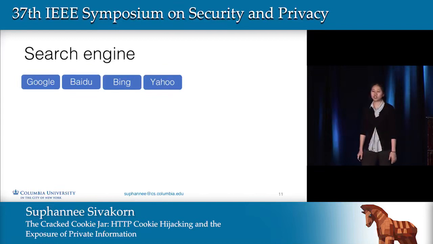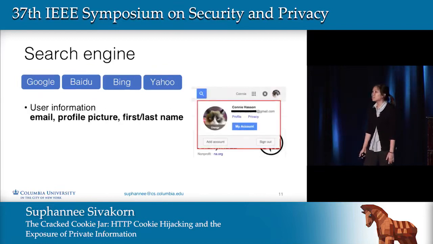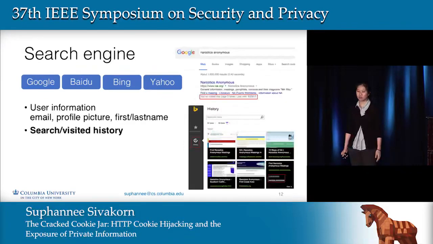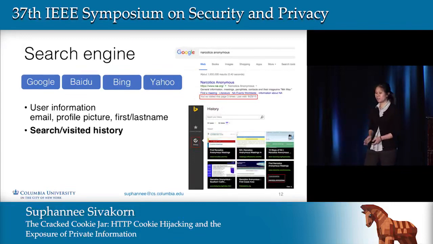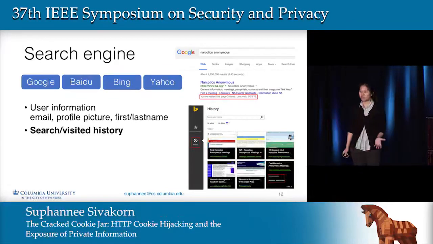For search engines, we looked into Google, Baidu, Bing, and Yahoo. Unfortunately, all of them, just by getting the HTTP cookie, expose your email, profile, first name and last name. Next, we also took a look at the search and visited history. Everything except Google actually gives you the whole history. Google is a bit more careful with that, but we're still able to reconstruct it somehow. They didn't give it directly, but if there are any search results that have been visited by the user before, we simply get that information as well. Look at the text under the search results.